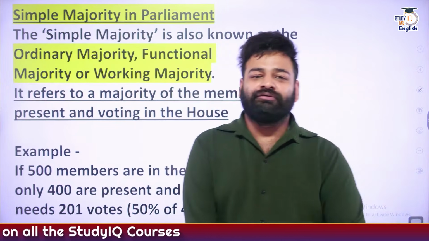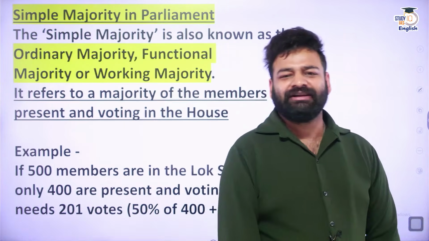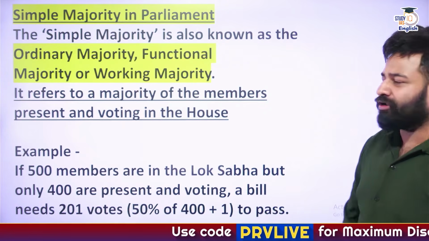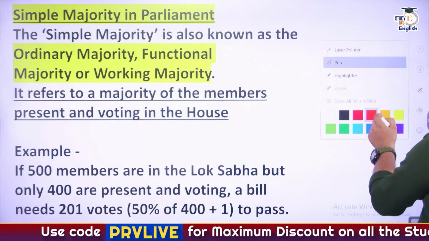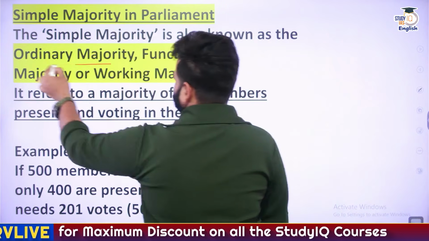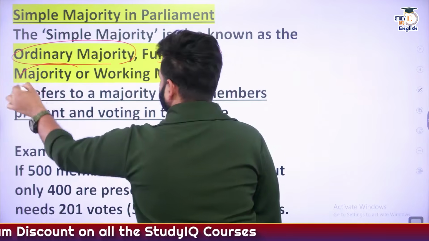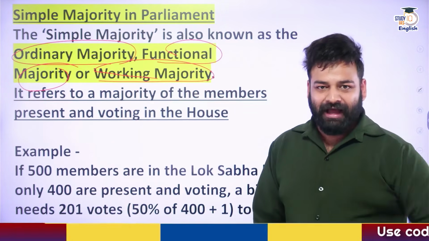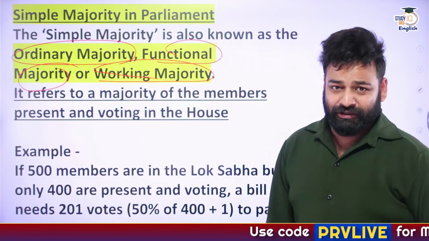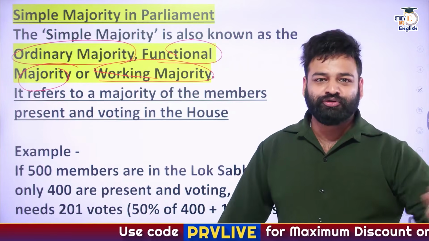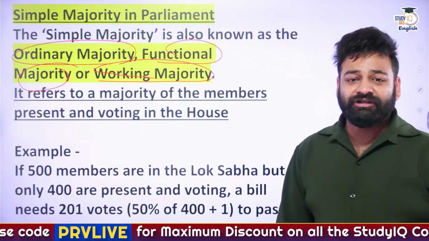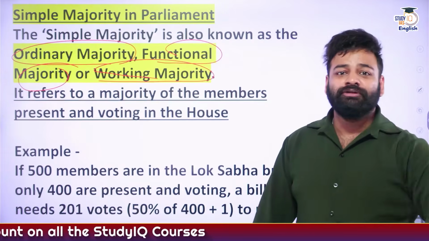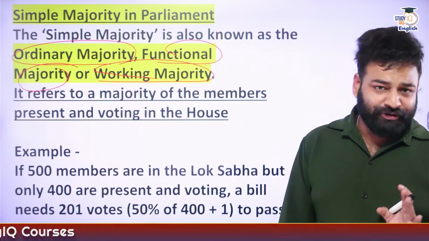So here we go with the first one: simple majority. Is it really simple? Yes, it is literally the simplest one to understand. It is also known by some other names: the ordinary majority, the functional majority, or the working majority. These have been mentioned so that you do not get confused if you encounter the term functional majority, working majority, or ordinary majority. They are all equal to the simple majority itself.